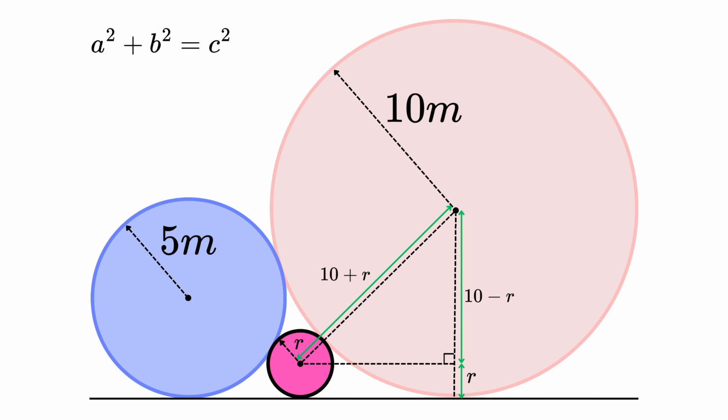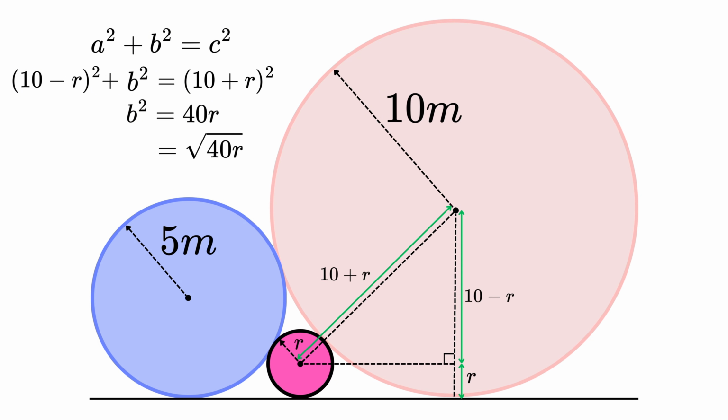We can use Pythagoras to work out the third length in terms of r, where a squared equals (10 minus r) squared, b squared is the length we're trying to work out, and c squared equals (10 plus r) squared. Working it through, we find that b squared equals 40r, so b is equal to the square root of 40r, and we can add it to our diagram.